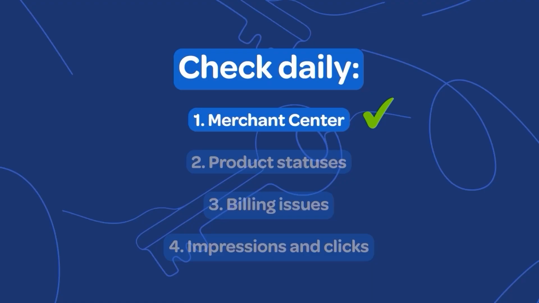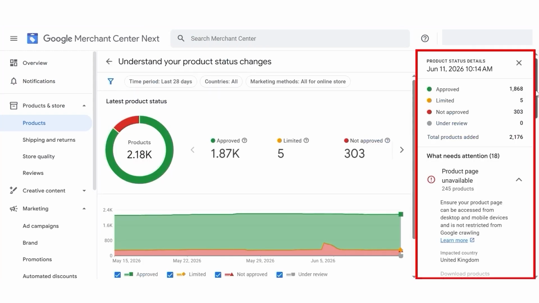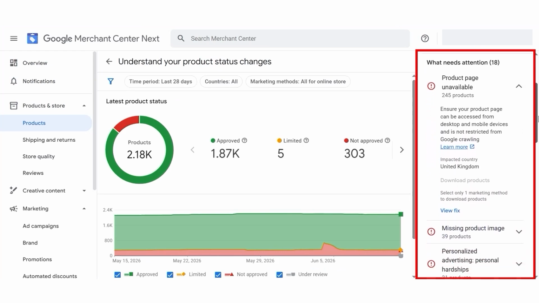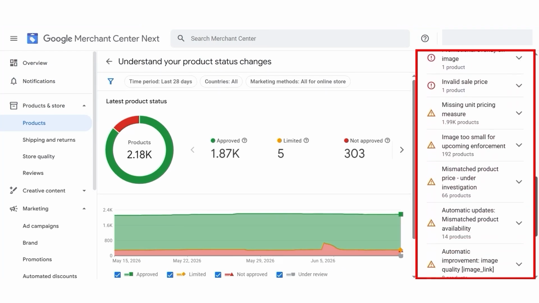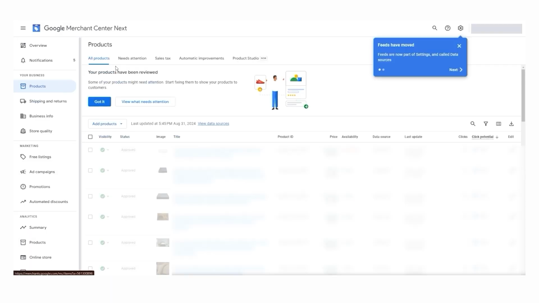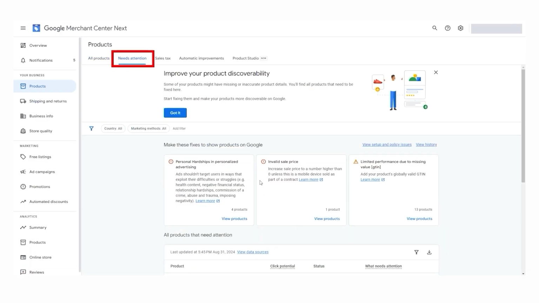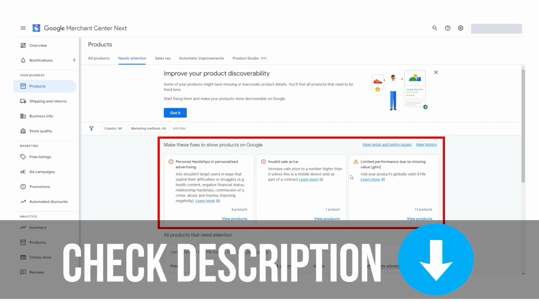The second thing we want to check is the status of our products. We're looking for any disapprovals, which are indicated by a red circle exclamation mark, or warnings, which show up as orange exclamation marks in triangles. Product disapprovals are the most critical because those products won't be eligible to run in our campaigns. Just head to the Needs Attention tab under Products to review what fixes you may need to make. Now, we have a full tutorial on fixing product disapprovals. I'll leave a link to that video down below.